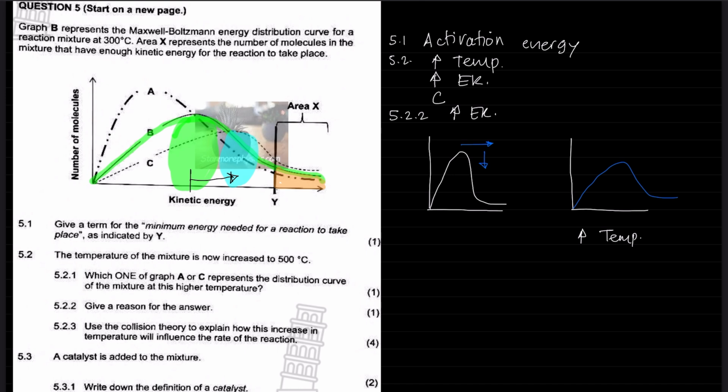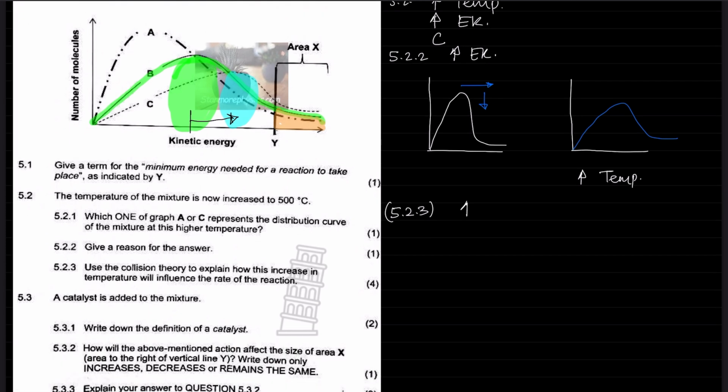Question 5.2.3. Use collision theory to explain how this increase in temperature will influence the rate of the reaction. Okay, so if we increase the temperature, remember that affects the kinetic energy. So that's going to increase the kinetic energy of the molecules. That's going to increase the number of effective collisions per unit time. And that's going to increase the rate.